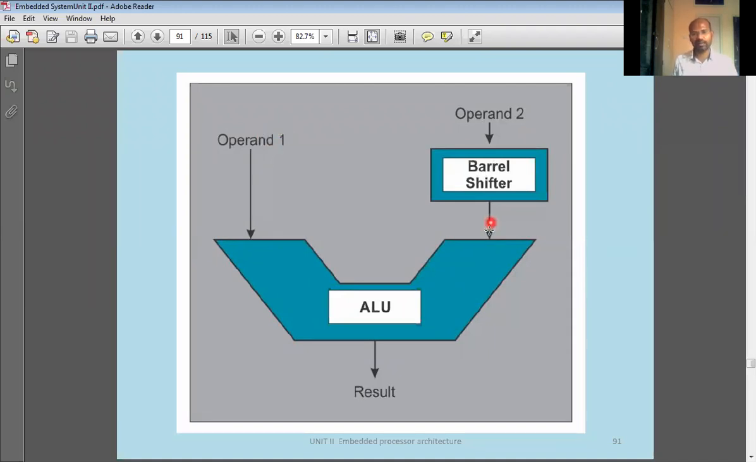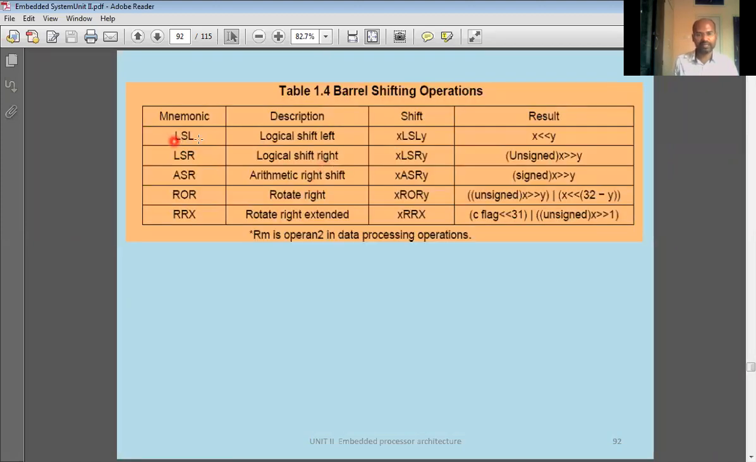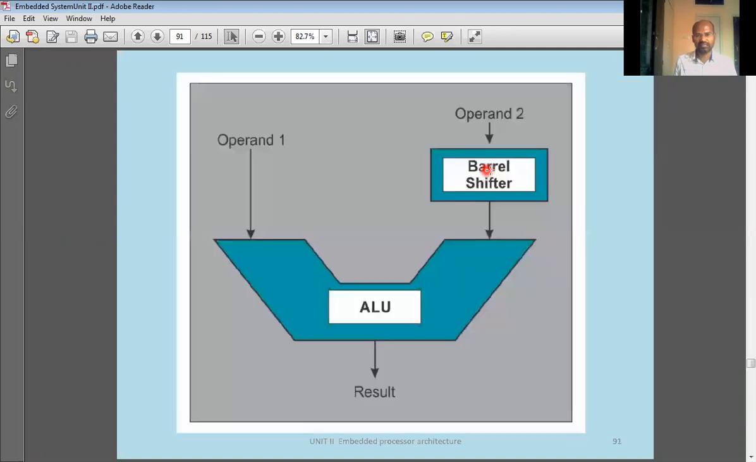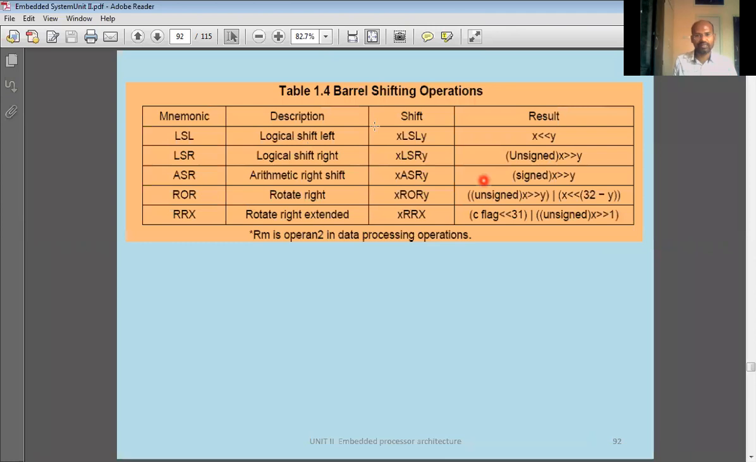The second operand also comes from the register bank, one of the registers R0 to R15, but the second operand passes through the barrel shifter, which does the following operations. LSL means logical shift left. These are the operations supported in the barrel shifter circuit. The barrel shifter is just a combinational circuit, and in this circuit we can perform these operations.